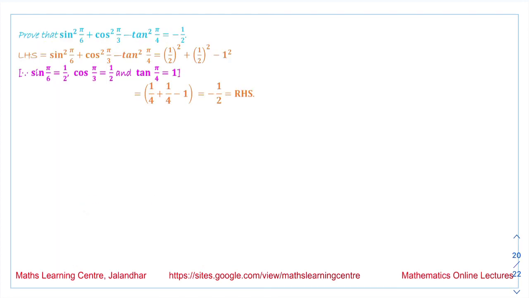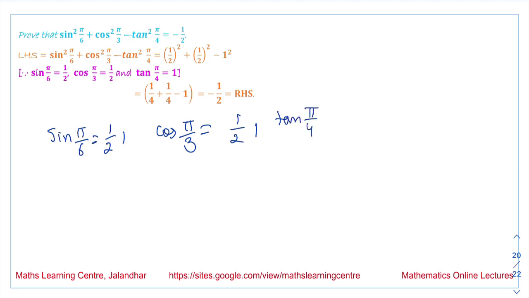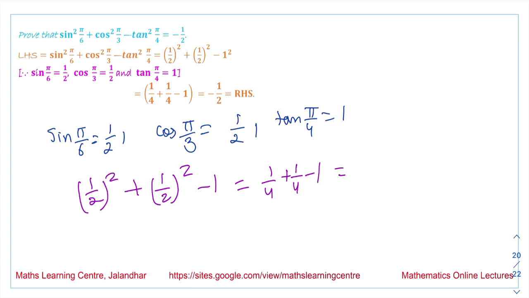Next we have to prove the given identity involving sine square pi by 6. We know that the value of sine pi by 6 is 1 by 2, cos pi by 3 is 1 by 2, and tan pi by 4 is equal to 1. So when we substitute these values in this formula, we get 1 by 2 squared plus 1 by 2 squared minus 1, and the answer we obtain is 1 by 4 plus 1 by 4 minus 1, which is equal to 1 by 2 minus 1, equal to -1 by 2. So we are saying that LHS is equal to RHS.